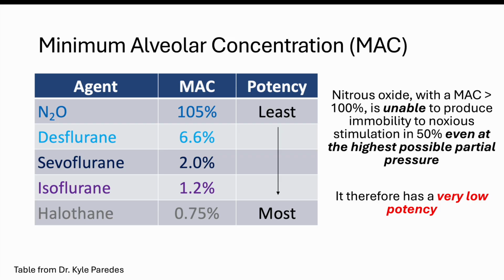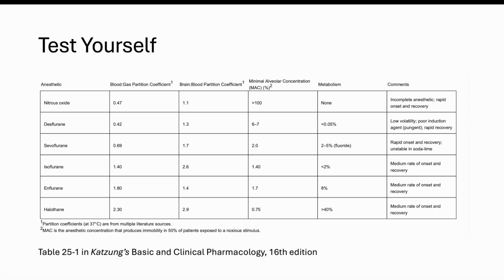This table samples a few MAC values expressed as percentages for some common anesthetics. Note that nitrous oxide has a MAC of greater than 100%, meaning that even at a theoretical maximum of nitrous oxide administration, half of patients would not be immobile to noxious stimulus. Therefore, nitrous oxide, having a high MAC, has a very low potency.